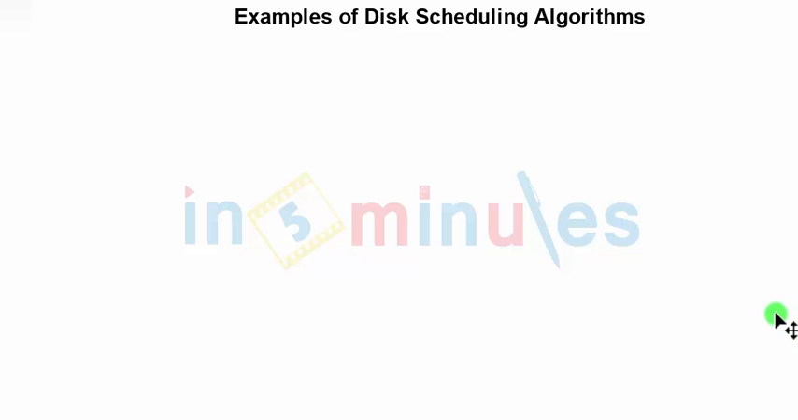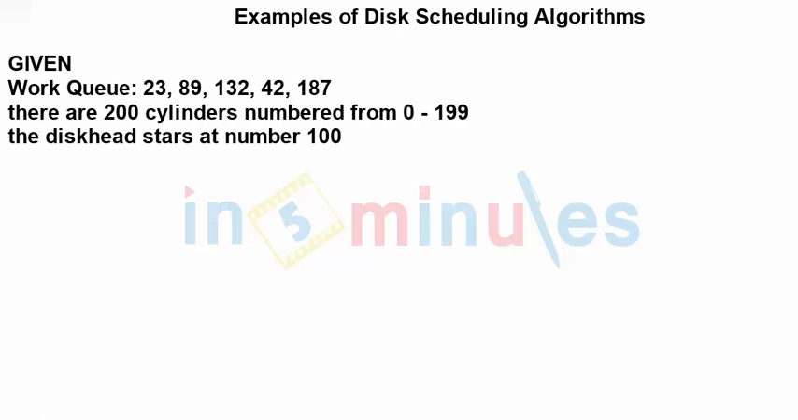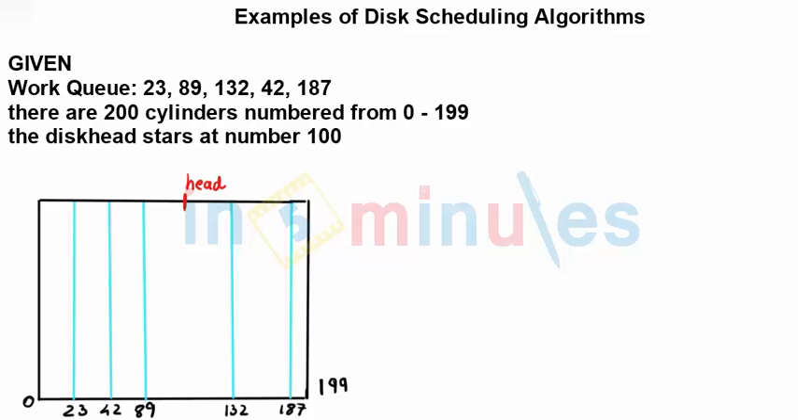Now we will be understanding disk scheduling with the help of a sum. Consider that we have a work queue given 23, 89, 132, 42, 187. The disk which is presented to us is of 200 cylinders. That means 0 to 199. And currently the disk head is located at 100. So representing the same stuff would look something like this.